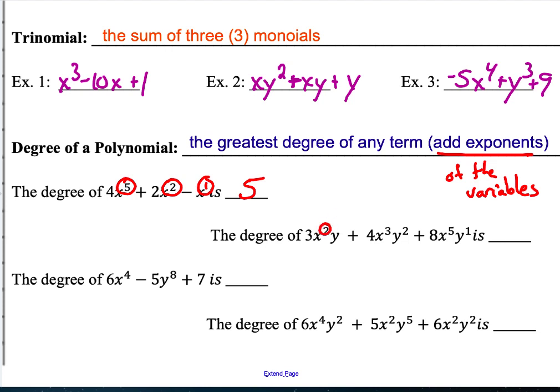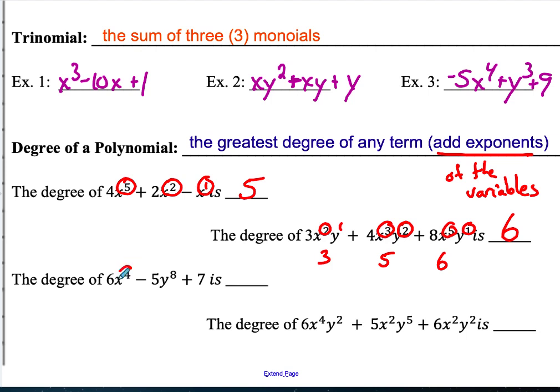Here I've got 2 and a 1, so that gives me a degree of 3. Here I have a 3 and a 2, that gives me a degree of 5. And a 5 and a 1 gives me a degree of 6. So this polynomial has a degree of 6. Kind of what's the highest combined power do we have in any of the terms.